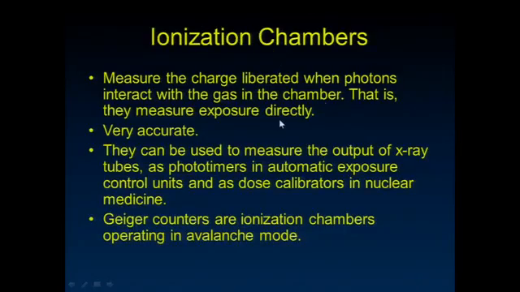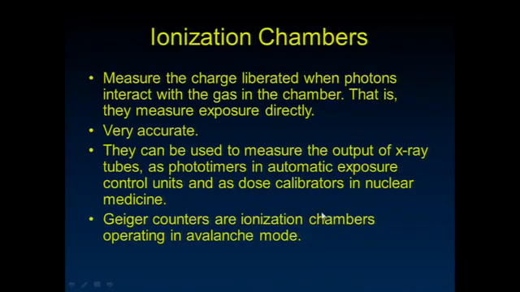Ionization chambers measure the amount of charge liberated when photons interact with gas in the chamber. We've already seen this idea. We talked about it earlier when we were measuring exposure, and in that case, that gas was just air. They're quite accurate, and they can be used to measure the output of X-ray tubes, as photomultipliers in automatic exposure control units, and as dose calibrators in nuclear medicine.